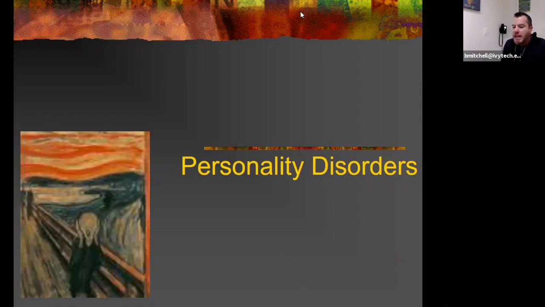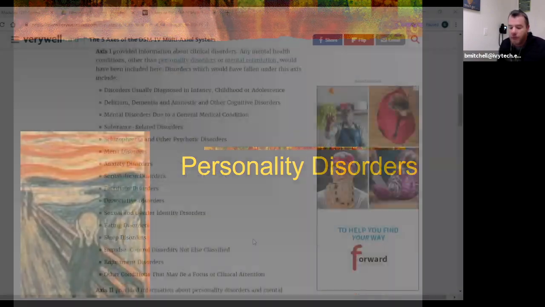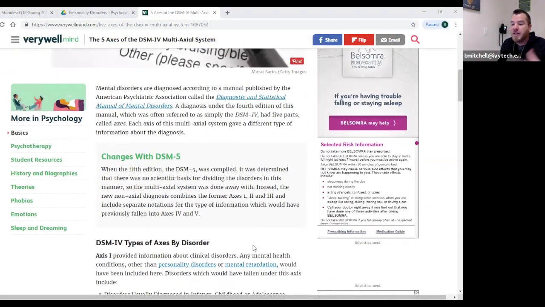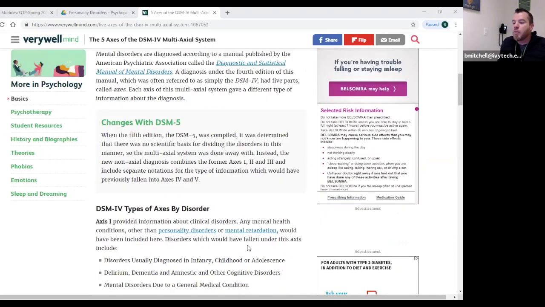So before I get into talking about how personality disorders are different and how they're categorized, I want to do a really brief history lesson about that fundamental change that happened, or one of the fundamental changes that happened from DSM-4-TR to DSM-5. And that was the removal of something called the multi-axial system. So in DSM-4-TR, we had what's called a multi-axial system, and then in the DSM-5, it was determined that there really wasn't a scientific reason for dividing the disorders into these 5 different axes.